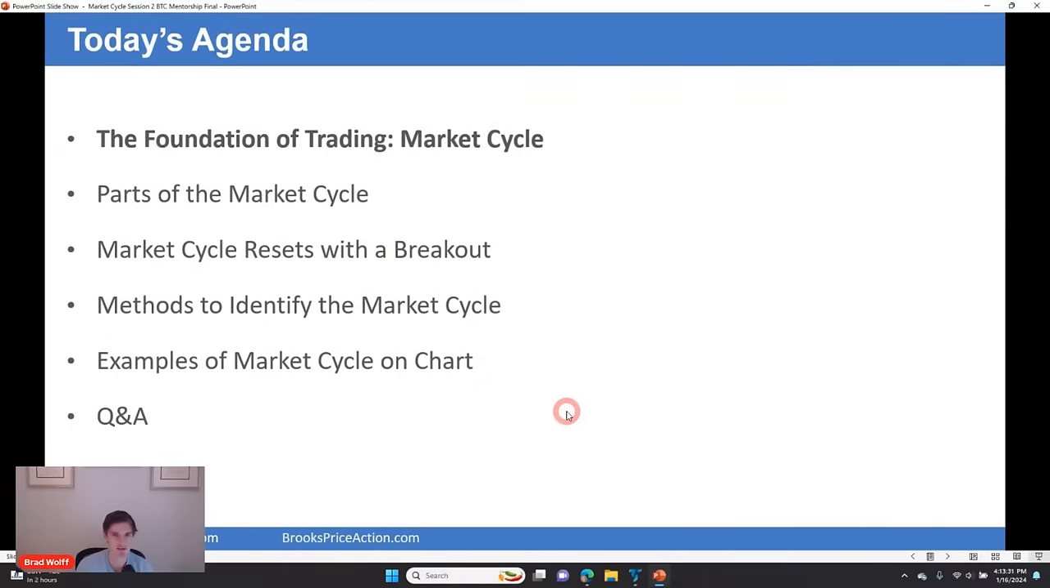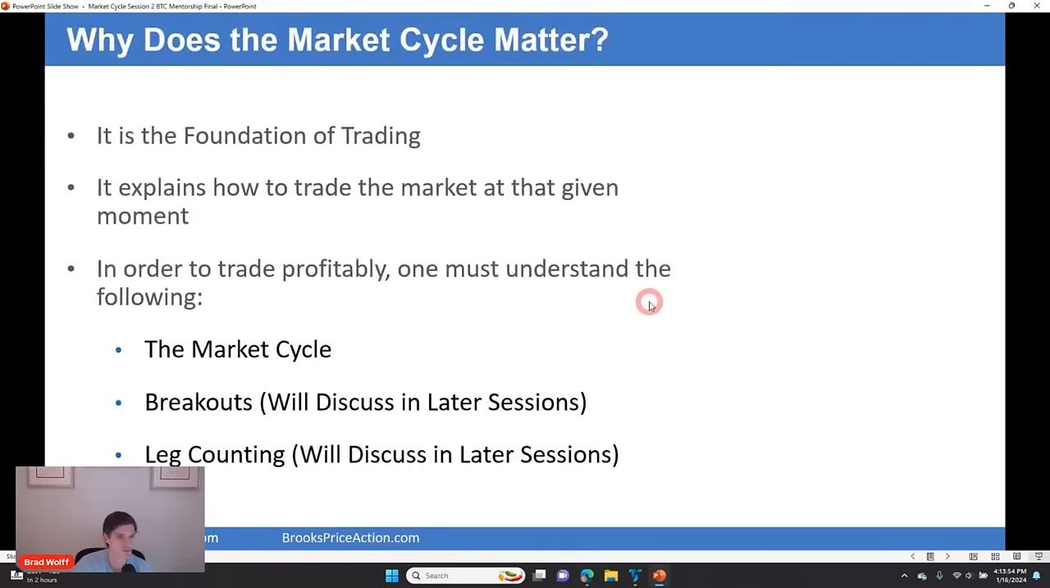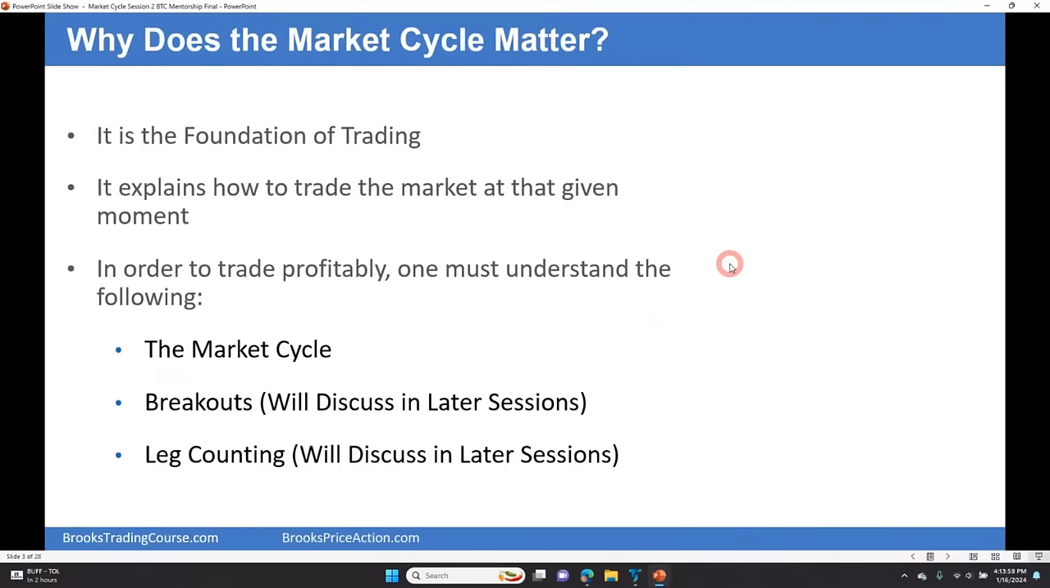As I said, the agenda for today, the first portion is going to be the market cycle, which is the foundation of trading. Next, we'll talk about the parts of the market cycle and how market cycles reset with the breakout, some easy methods to identify the market cycle, some examples of market cycles on a chart, followed by Q&A. Okay, so part one, I'm going to go ahead and remove myself because I'm going to be in the way of the text.